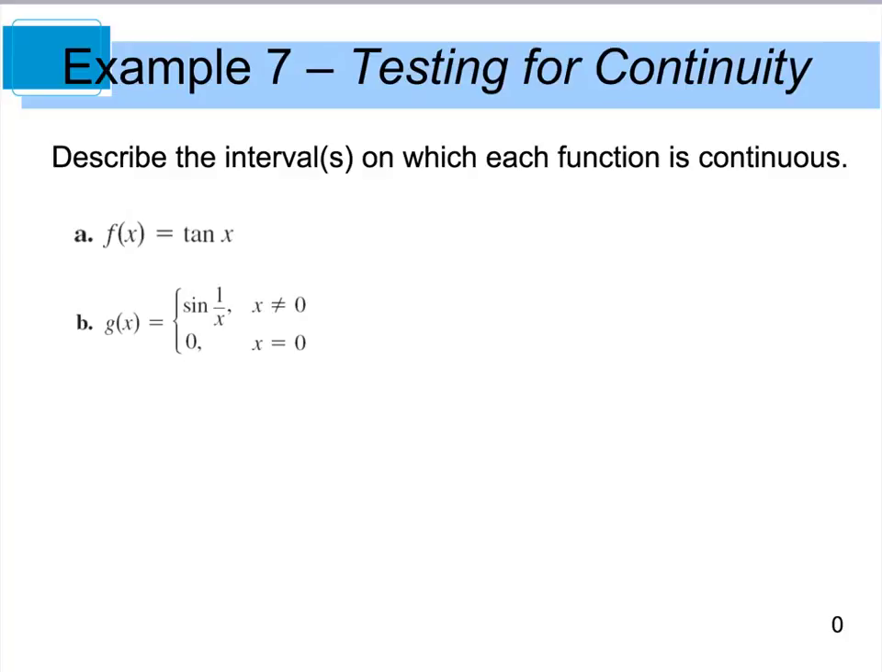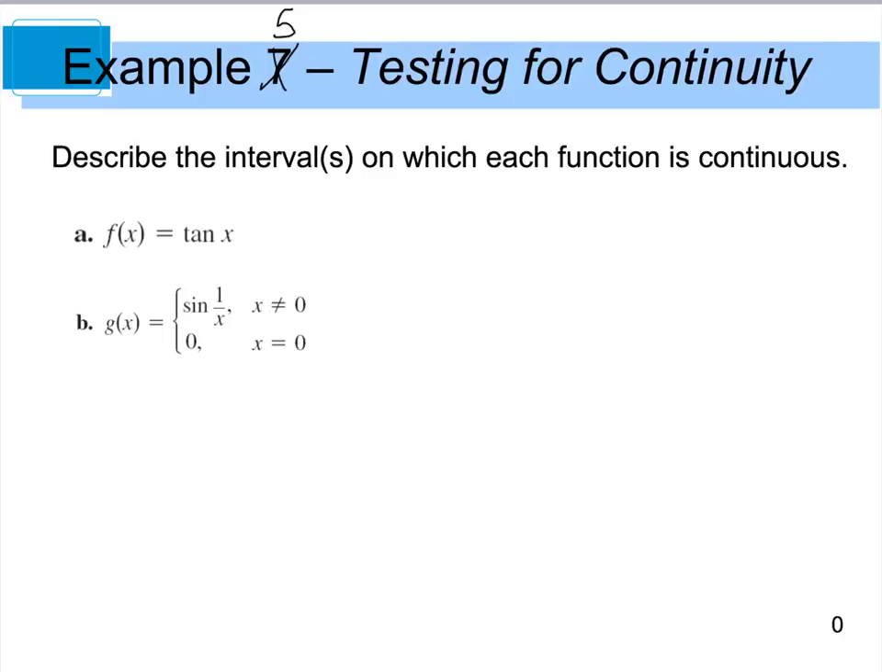So the last example that we're going to look at today, and this is really example 5, I apologize, says to describe the interval or intervals on which each function is continuous. Now, part A, we have f of x equals the tangent of x. B, we have a piecewise function. So let's go ahead and look at A.